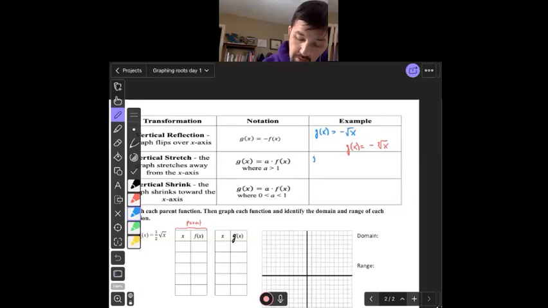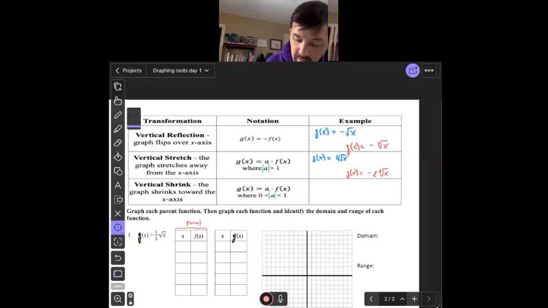If the parent function was cube root, then the reflected version of that would just be negative cube root. Right? If your parent function here for vertical stretch was square root, then maybe it's like 4 times the square root of x would be a vertical stretch. If the parent function was cube root, maybe it's negative 2 cube root of x. There really should be a little absolute value signs here.